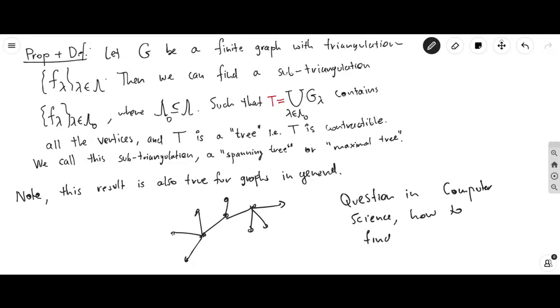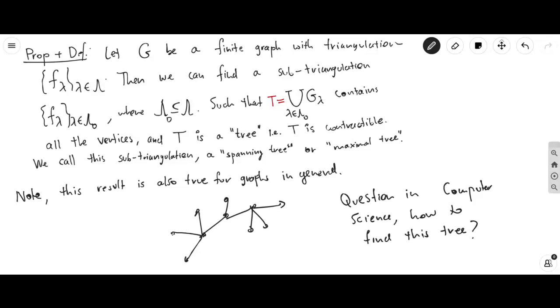How to find this tree. Because if you're thinking like a mathematician, you just say it exists. You do not have to find it. You just say that any maximal tree that you find will have the property that you seek. But a much more practical question can be, how do you actually find it?